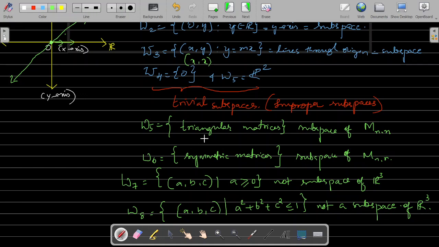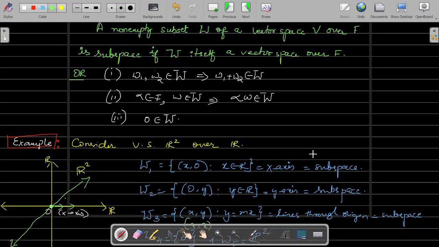Then, a scalar multiple of a triangular matrix is again a triangular matrix. The set of all symmetric matrices also forms a subspace of the set of all matrices of order n. The sum of symmetric matrices is symmetric, and a scalar multiple of a symmetric matrix is symmetric. 0 is always a symmetric matrix. Hence, it satisfies all those conditions, and it becomes a subspace. Okay. Therefore, what is the formal definition of a subspace?